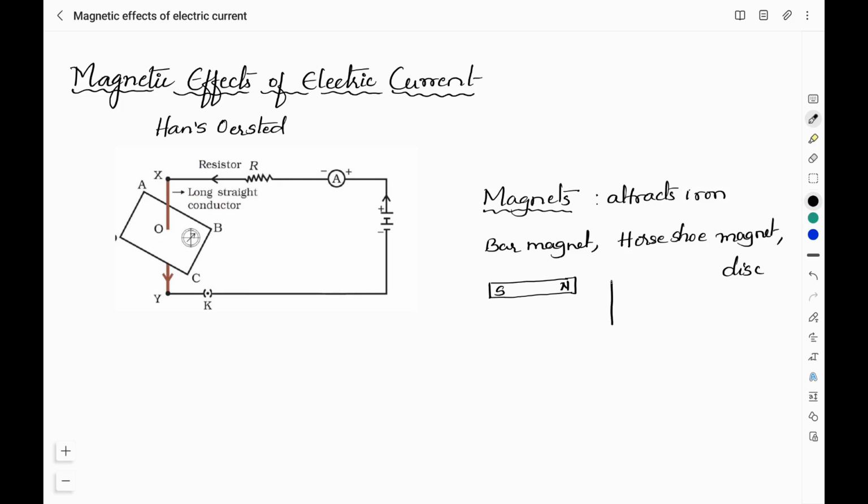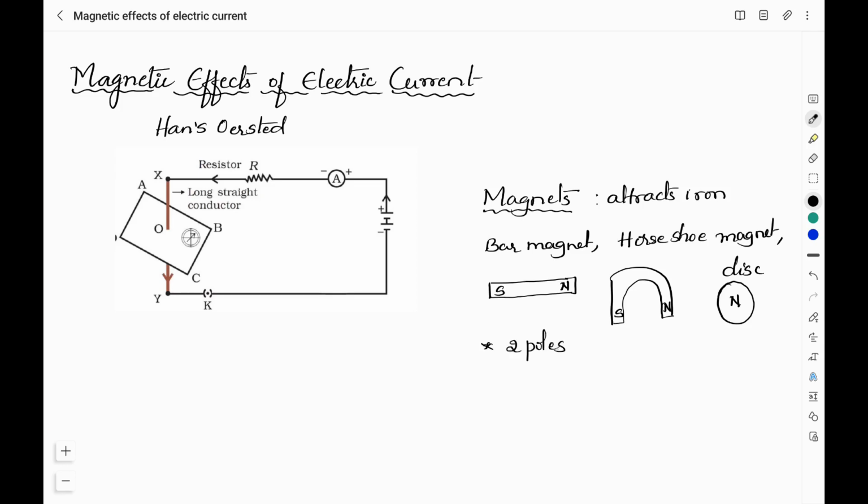And you have the horseshoe magnet, which is represented in the U shape. It has two poles, north and south, and even the disc magnet has both the poles. If the front side of the disc is representing north pole, its back side will be representing the south pole. And coming to the characteristics of magnet, as I told, it has two poles.